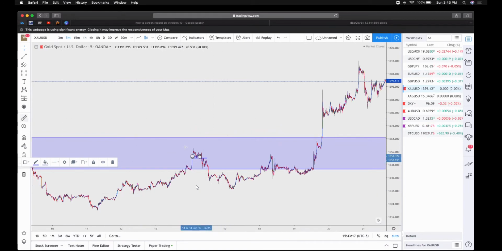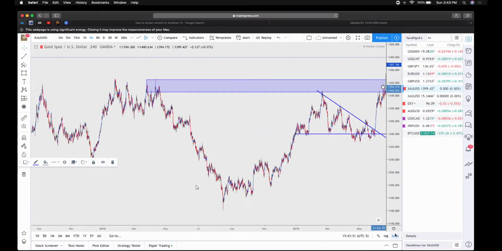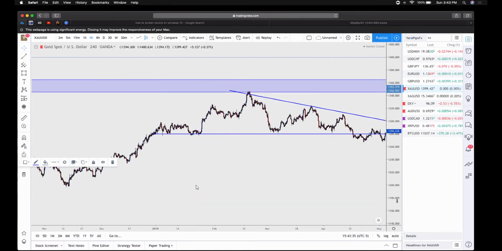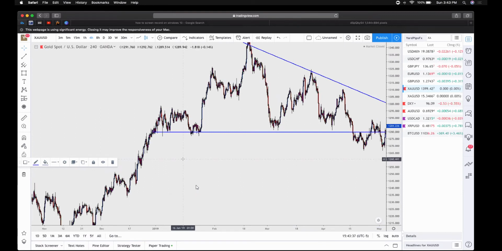This was a good entry. This would have been good. So this level of support, 182 pips, right? So anywhere you see a bunch of wicks in the market, that's a demand or a supply zone. If it's at a resistance, it's supply. If it's at a support, it's demand. Copy?